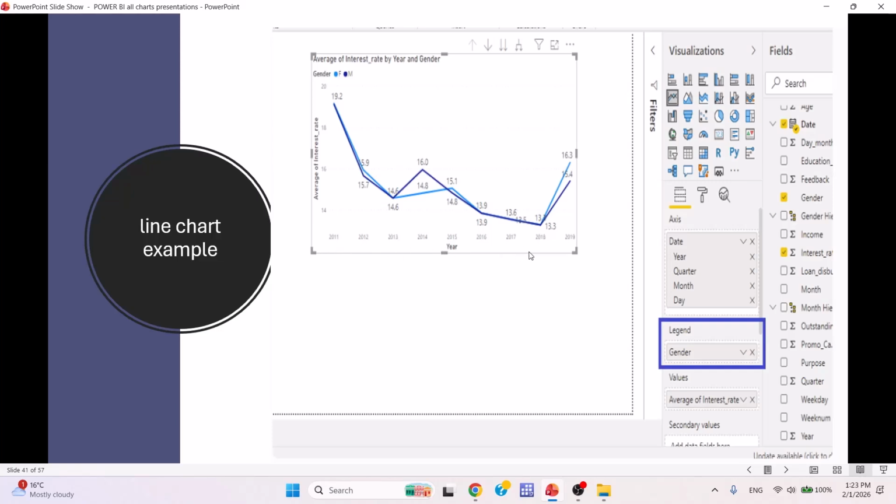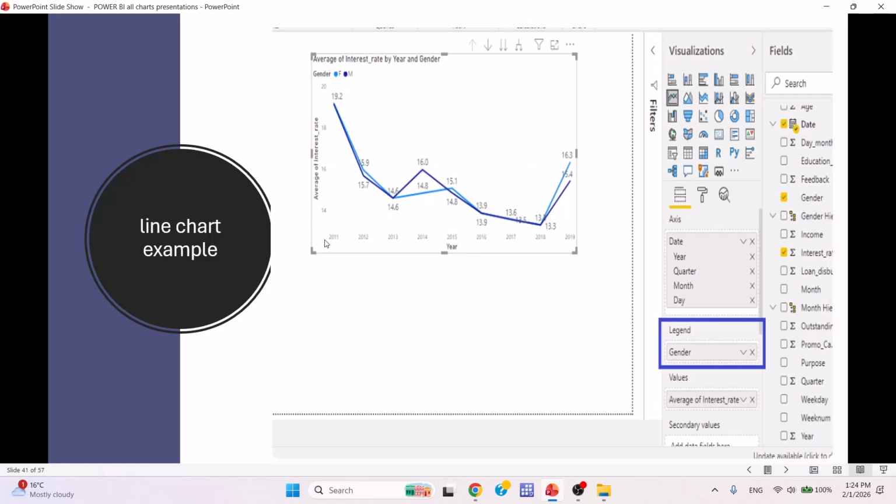Here you can see that we have two lines. For the x-axis, we have taken the continuous variable, that is time, and for the y-axis we have taken the numerical value, that is interest rate. So we have two lines here for the two categories. We have used the legends: the light blue is for female, and the dark blue is for male, and you can see that it is showing us the trend over time.